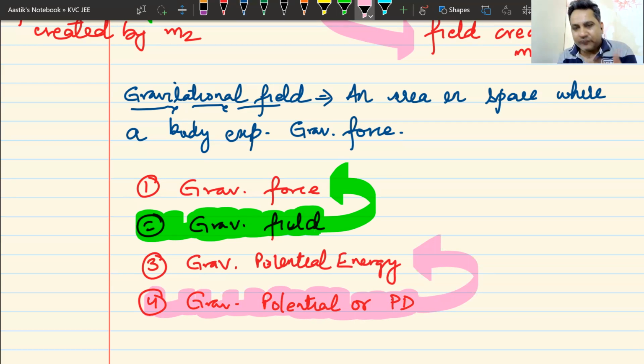It's a question like what came first, the egg or the chicken? Did field come first or force? Does potential energy come first or potential? Let us revisit this entire thing in a different way. This pen is here. I leave it, it drops. Why does it drop? Because it is in a gravitational field. It is experiencing gravitational force.